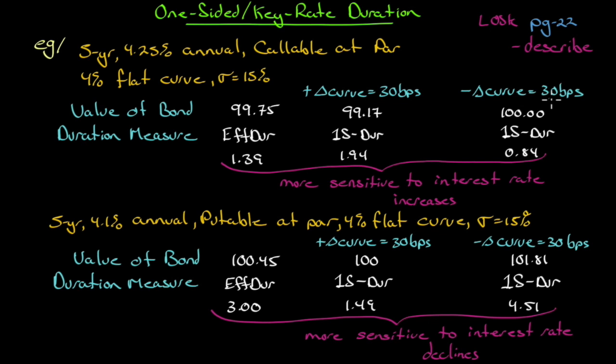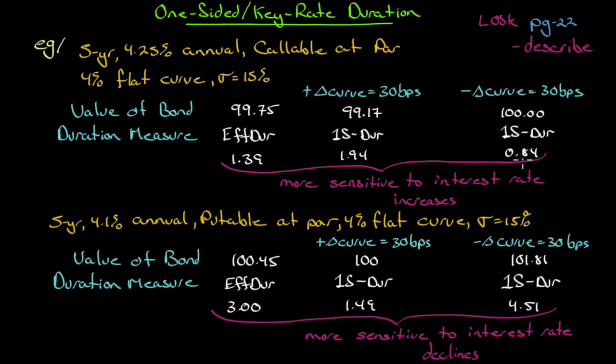If we shift the curve downwards by 30 basis points, the value of the bond is capped at 100 because we've got 4.25% and a 4% flat curve. 4.25 minus 30 basis points is 3.95. The call option is in the money, so the risk of being called is there. And if it's going to be called, no one's going to pay more than 100 for it. That's your upside potential on the price of the bond. So your one-sided duration here is 0.84, significantly lower.